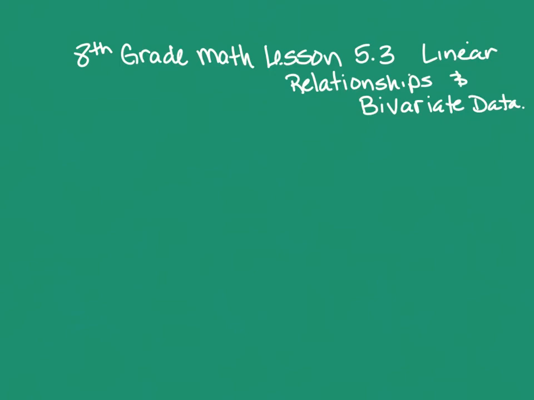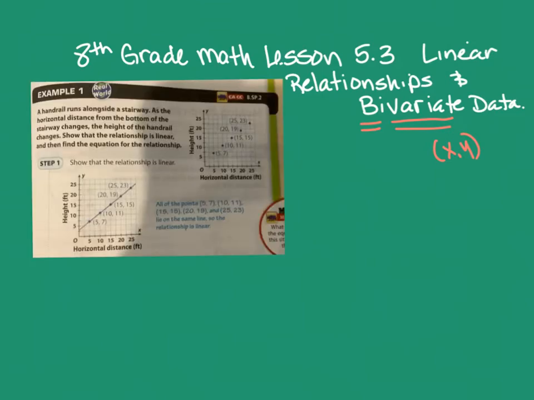Eighth grade math lesson 5.3 is linear relationships and bivariate data. Don't let that word scare you. It just means bi means two, variate means variables, and all along you've been dealing with the two variables x, y. So you're going to find this lesson very, very similar to what we've been doing. So you should feel confident going into this. You've got all the foundational skills that this should be fairly easy for you. So let's just jump right in.